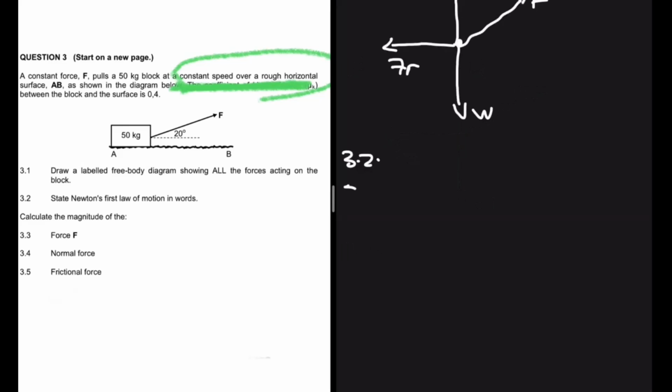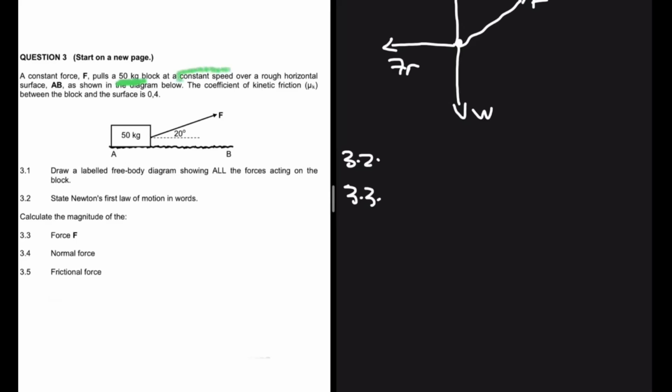Now, moving on to 3.3. 3.3 says, let's calculate the magnitude of the force F, right? So we're looking for the magnitude of the force F. So now let's read our question statement so that we can better understand what is going on. So we have a constant force F that pulls a 50 kg block. So we have a mass there of 50 kgs, and then it is pulling it at a constant speed.